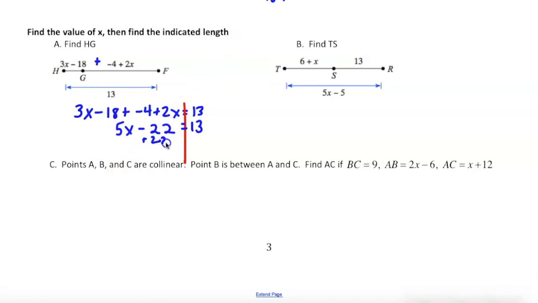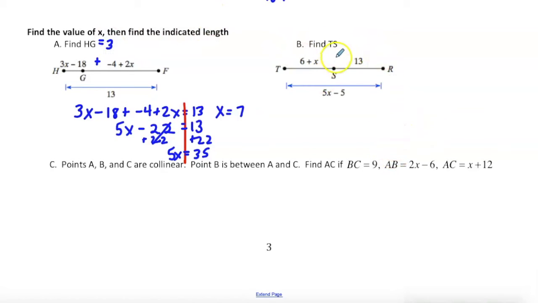So add 22, add 22. So you get 5x equals 35. If you divide by 5 on both sides, you get x equals 7. So we found x, but they want to know HG. So that means I have to do 3 times 7 minus 18. So 3 times 7 is 21. 21 minus 18 is 3.